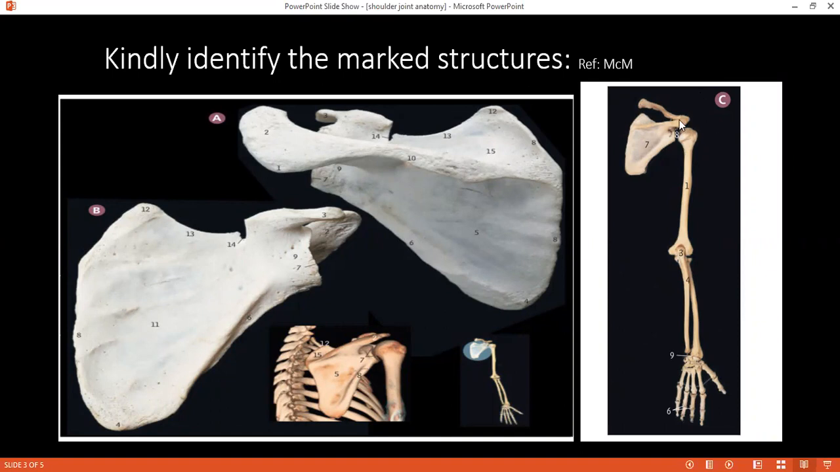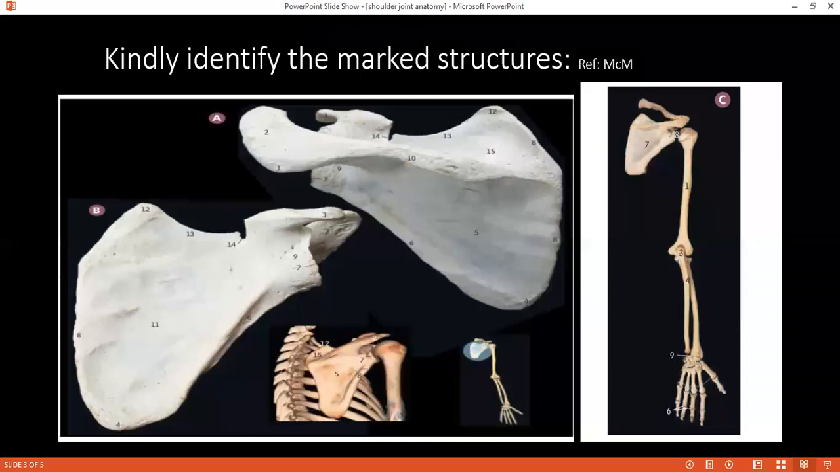The main muscles are the rotator cuff muscles. They are the supraspinatus, infraspinatus, teres minor, and the subscapularis. Can you please tell me the origin, insertion, and nerve supply of all of these muscles? Yes, the supraspinatus originates from the supraspinous fossa, and infraspinatus from the infraspinous fossa. The supraspinatus and infraspinatus are inserted into the greater tubercle of the humerus.